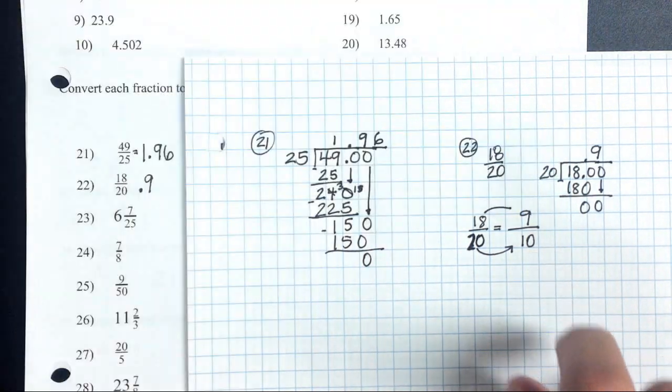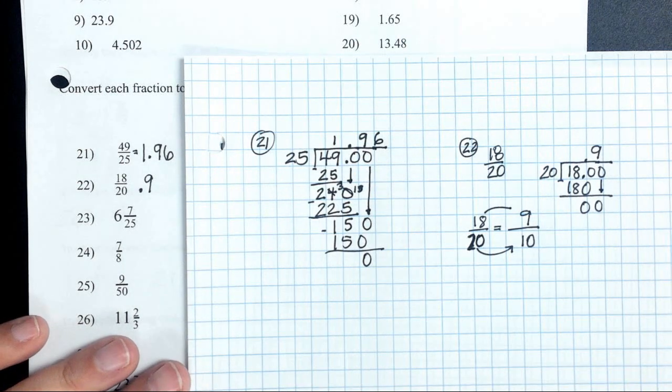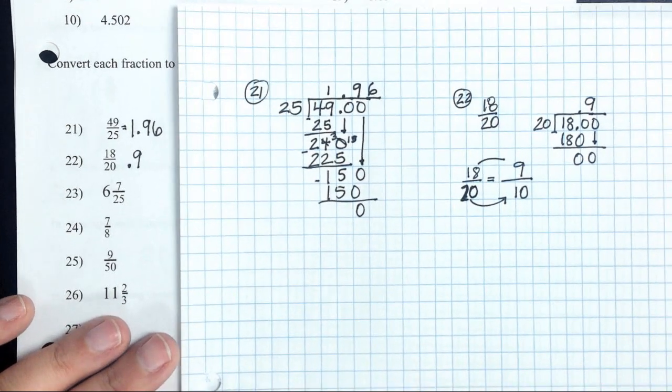Absolutely. Again, if you can make your denominator a 10, 100, 1,000, 10,000, and so forth, then you're just writing what you say. But that only works when you can make your denominator 10, 100, or 1,000.